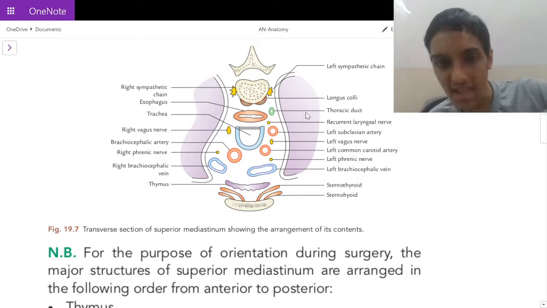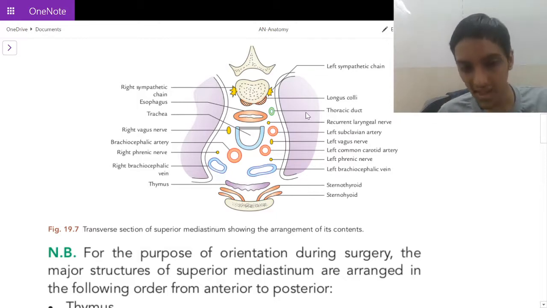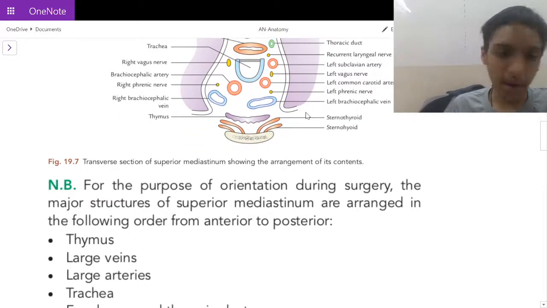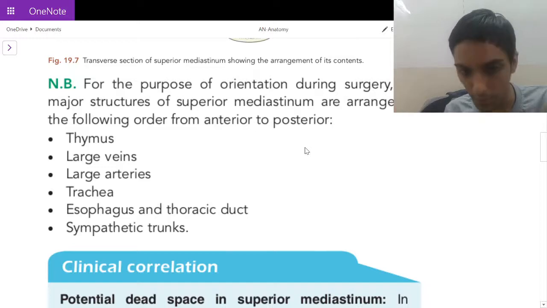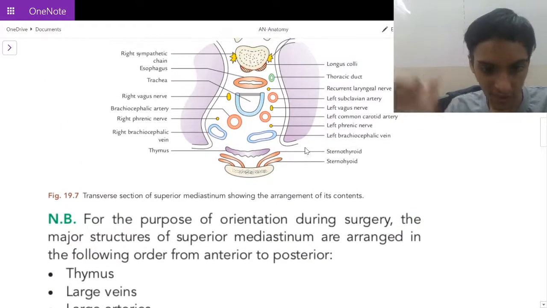If you know the thoracic inlet, this is very easy to draw. So please remember, thoracic inlet and superior mediastinum, the contents will be the same. Only the difference is in the applied part. Now, for the purpose of orientation during surgery, the major structures are arranged from anterior to posterior, as we have seen. We can go in reverse for surgical purposes.